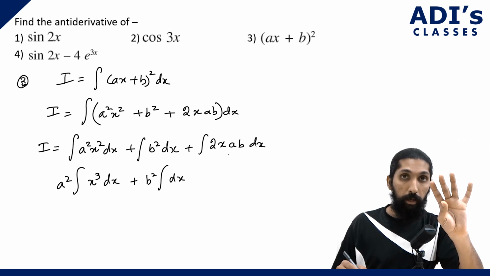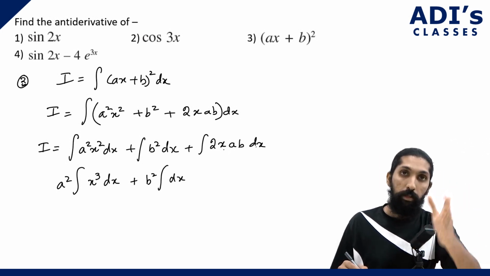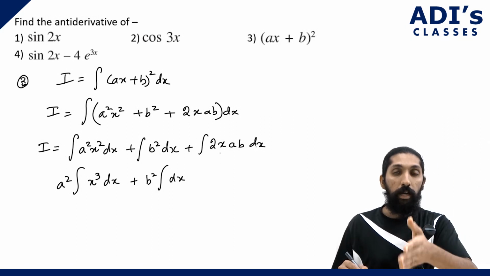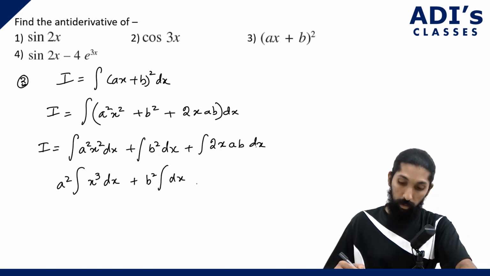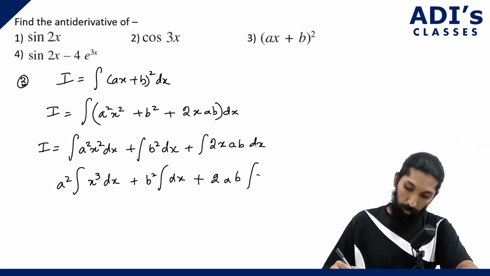2ab is a constant, right? But x is a variable. So keep the x inside and take the 2ab outside. So you will get plus 2ab integral of x dx.